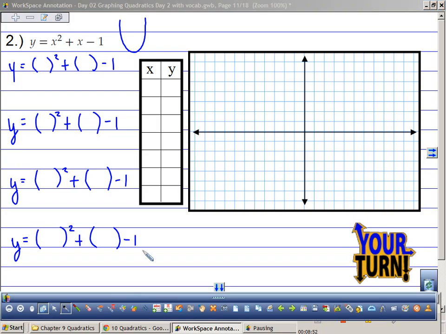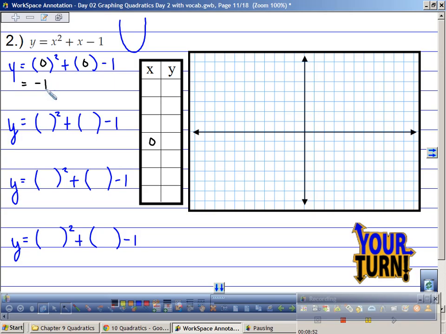What's the easiest thing to put in first? 0. I'm going to put it right in the middle because all of these graphs are symmetrical, right? So if I put in 0, what do I get? I get negative 1. Whenever something's 0 here and something's 0 here, it's got to be negative 1. So 0, negative 1. There's my first plot. Where do you want to go from here?